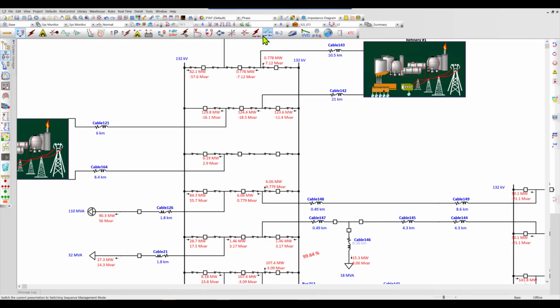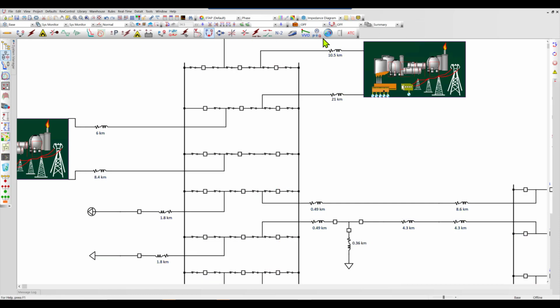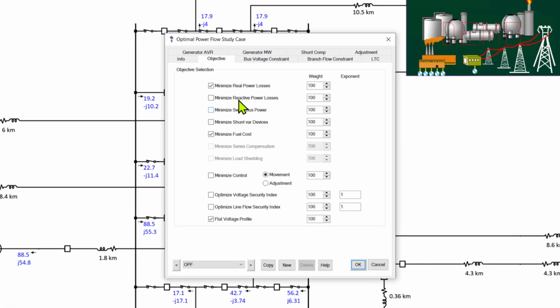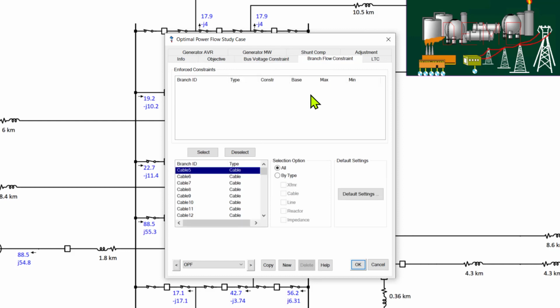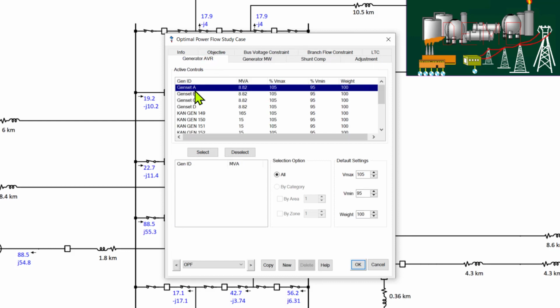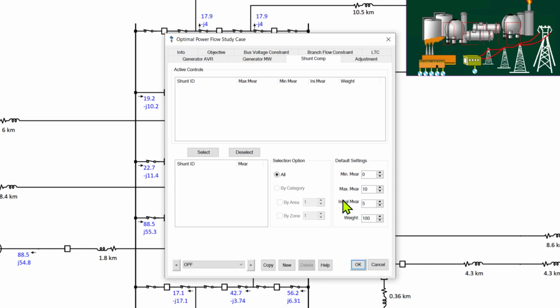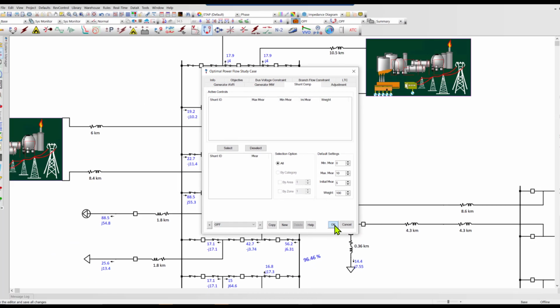So if we go ahead and switch over to our optimal power flow solution and run the simulation first, and then open up the study case so we can see what our objectives are. We've set up the real power loss and the fuel cost as our classic economic dispatch. We'll eliminate the flat voltage profile for the time being, and we can see that we've set up our constraints. Our branch flows are actually unconstrained. We have load tap changer adjustment, generator AVR and megawatt adjustment, and we don't really have any shunt devices like capacitor banks or SVCs in this network.